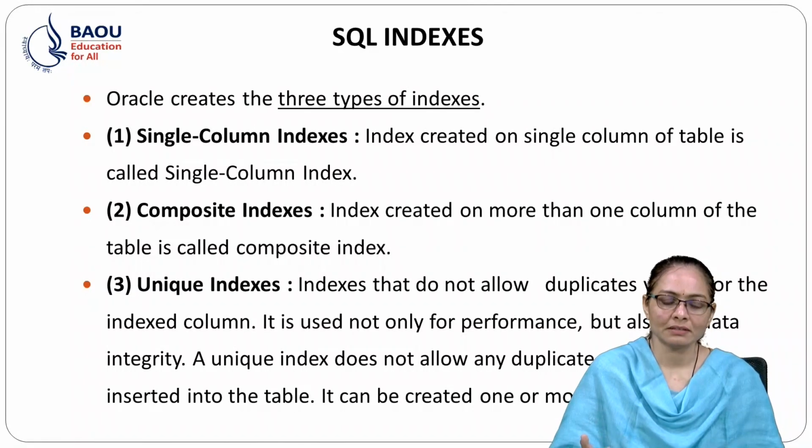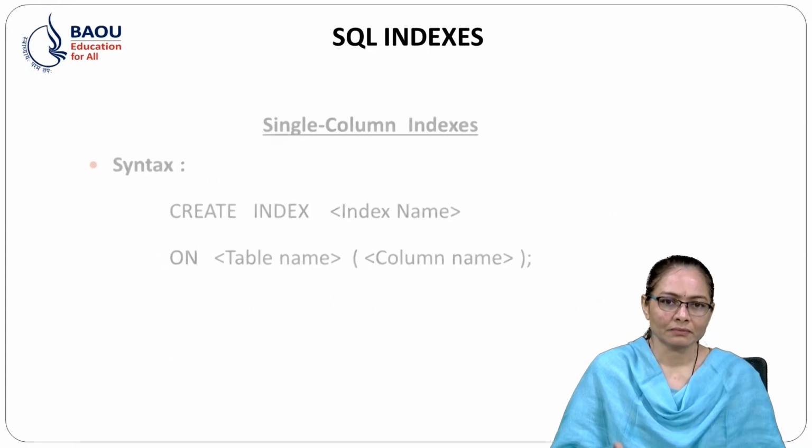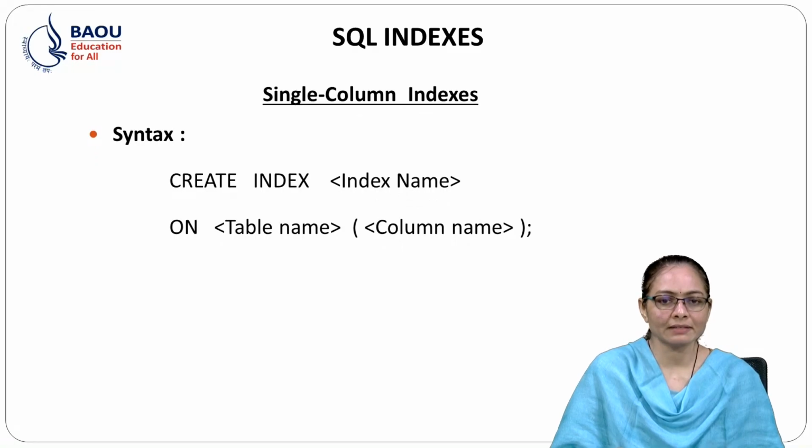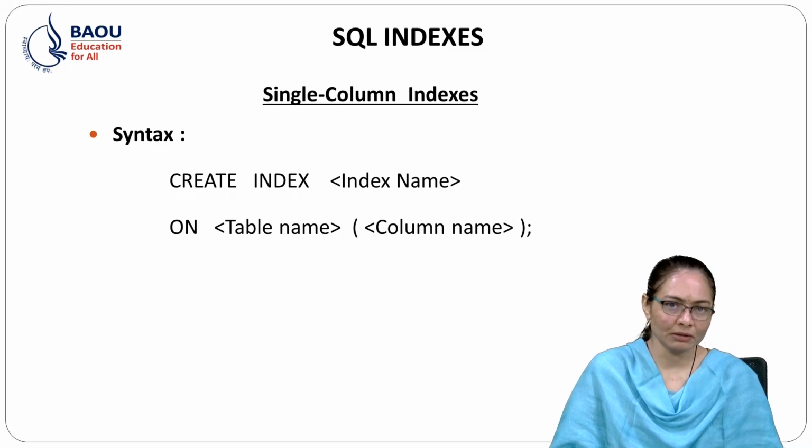So here, the single-column index is based on a single column, the composite index is based on more than one column, and the unique index is based on values without duplication. The keyword unique is used. Now, how to create single-column indexes? The index created on one column is called a single-column index.